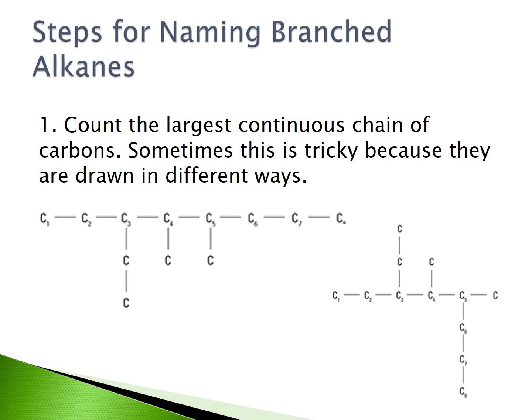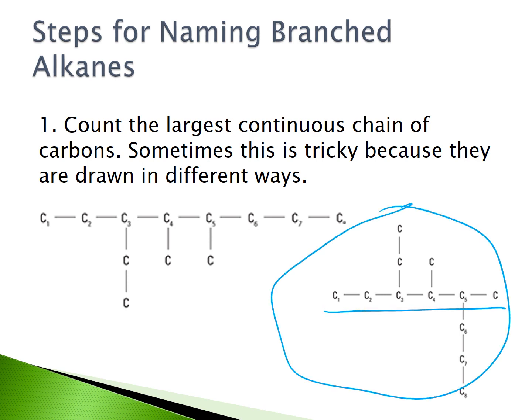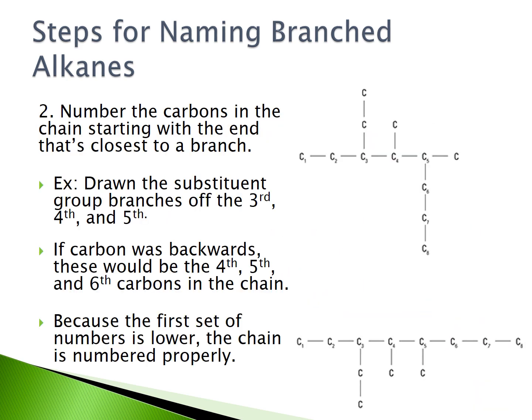If you look at this one down here at the bottom, if I just went straight across, I would only be able to get up to C6. But that's not the most, because if I had done a loop more like this, I would have gotten to C8. So you need to count your largest, and that's going to be your pentane or your hexane or your octane in this case. That's going to give you the ending part of the name. So this would be an octane then because of these 8.